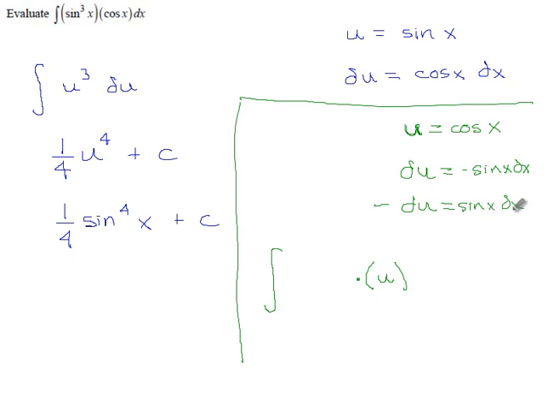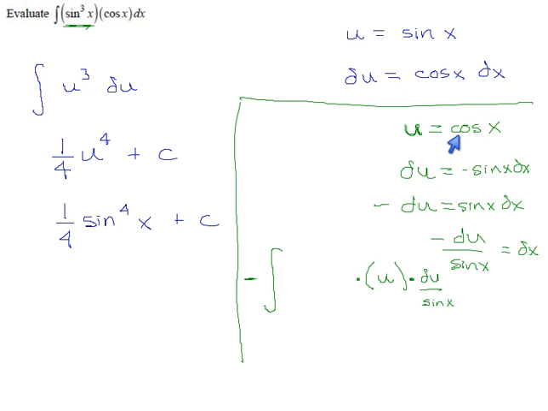Dx, we'd have to replace with what? We'd have to divide both sides of this by sine x and get negative du over sine x equals dx. So the dx part gets replaced with negative, I'll put that out front, du over sine x. This is a little hairier than this version, but nothing too impossible so far. But here's where it gets bad. We need sine cubed.